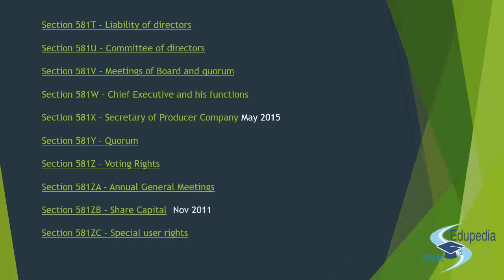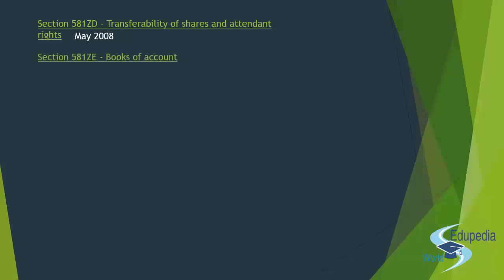Then you have section 581ZC, the special user rights. Moving ahead, we have section 581ZD, the transferability of the share and attendant right. This is not a very light topic; the question has been asked in May 2008. Then you have section 581ZE, the books of accounts of a producer company. Next is 581ZF, the internal audit.